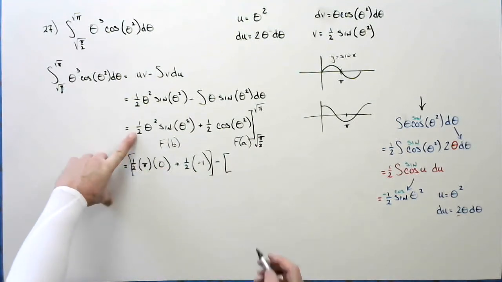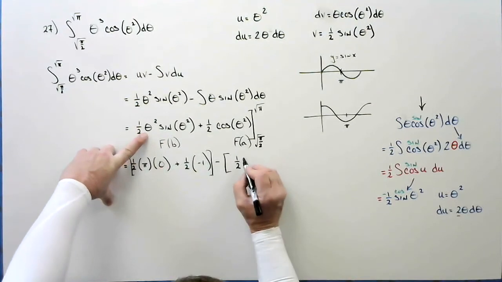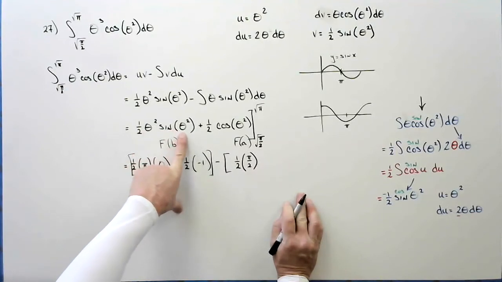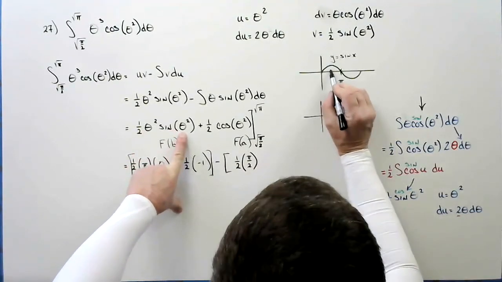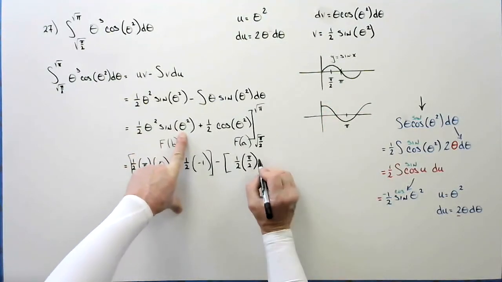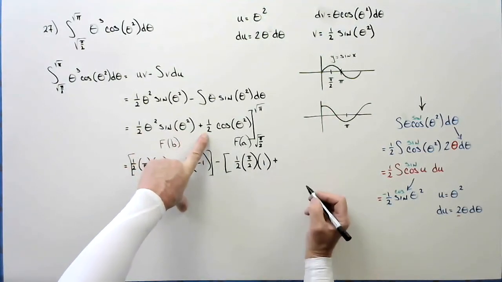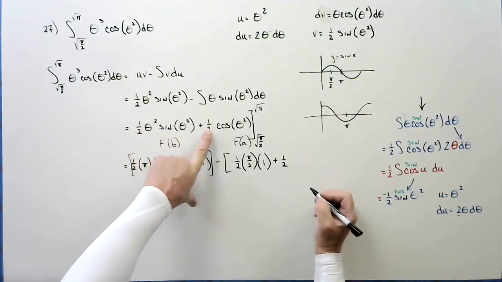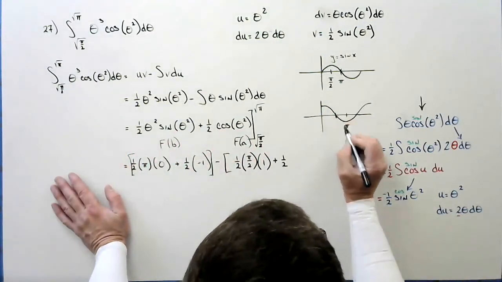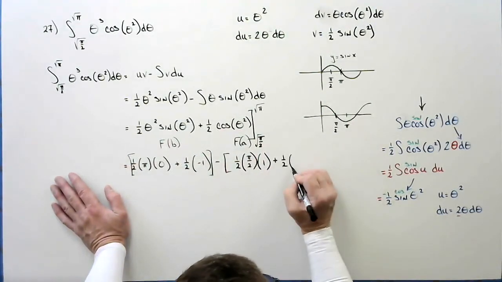So this is going to be 1/2. The root of pi over 2 squared is going to be pi over 2. That's going to be sine of pi over 2. Well, pi over 2 is here. So sine of pi over 2 is +1, so that goes here. Plus 1/2 cosine of pi over 2, because the root of pi over 2 squared is pi over 2. So cosine of pi over 2 is 0.